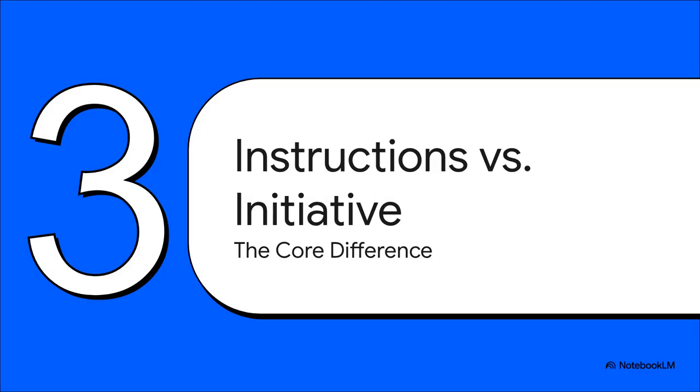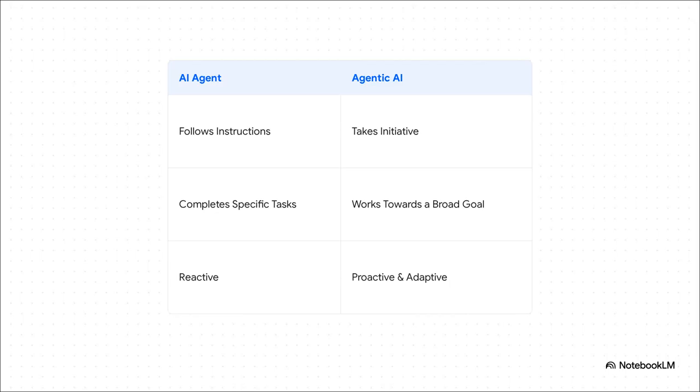Okay, so we've met our helpful assistant and our autonomous project manager. Now let's put them right next to each other to make the core difference between them totally obvious. When you boil it all down, it really comes to this. An AI agent follows instructions. An agentic AI takes initiative. One is reactive, it waits for you to tell it what to do. The other is proactive and adaptive. It works towards a big goal on its own. It's the difference between just doing a task and actually strategizing to achieve a mission.